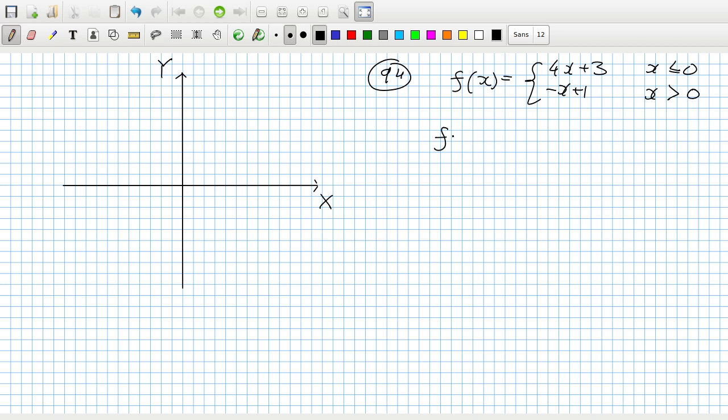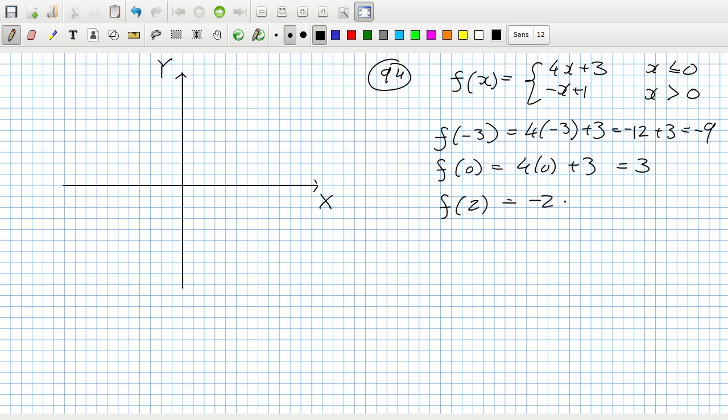And we want to calculate f of minus 3. So that would be when x is negative. So that's 4 times minus 3 plus 3. That's minus 12 plus 3, which is minus 9. F of 0 would be 4 times 0 plus 3, which is 3. And then f of 2 would be minus 2 plus 1, which is minus 1.